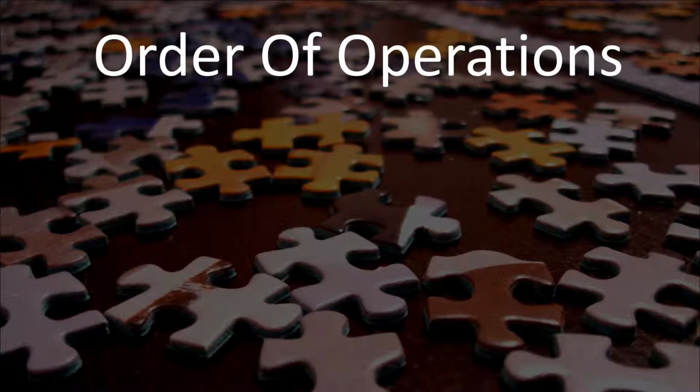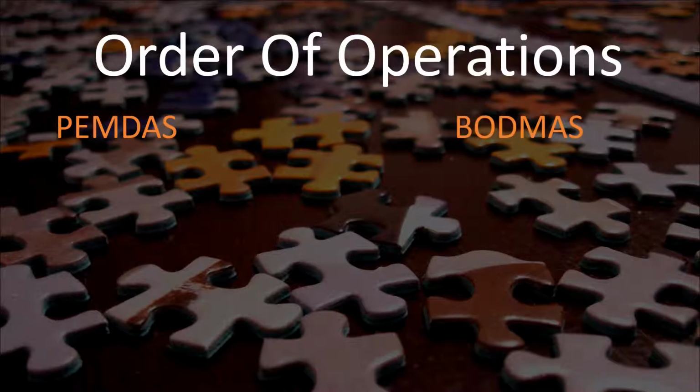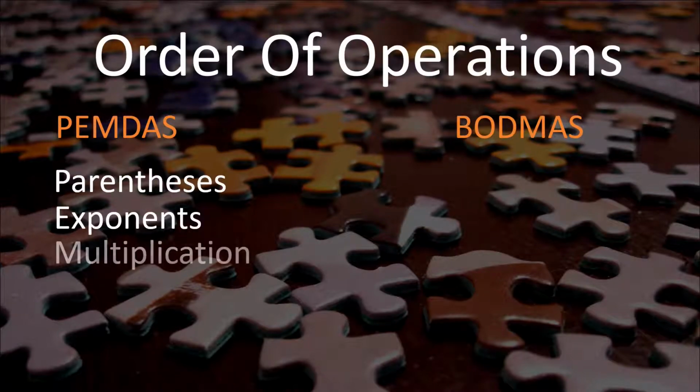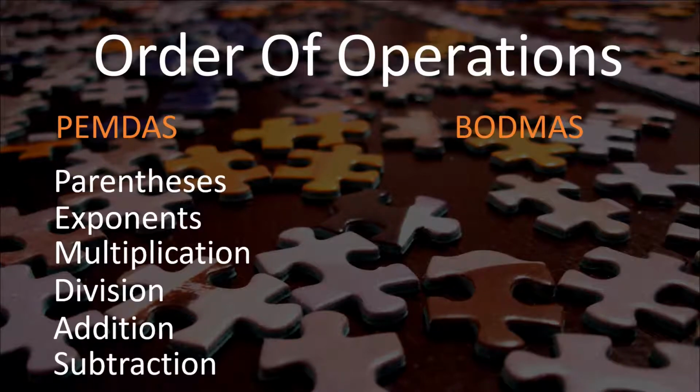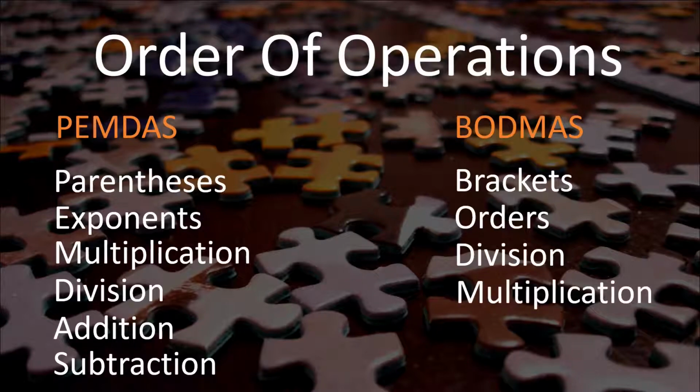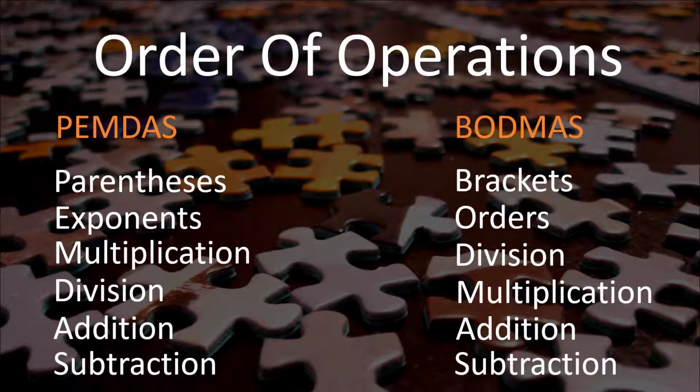So when we're dealing with order of operations, either you're familiar with PEMDAS or BODMAS. Now for PEMDAS, we do what's in the parentheses first, then exponents. Multiplication and division are at the same level, and addition and subtraction are the lowest level, and they're at the same level as each other. Now BODMAS is basically the same thing. B stands for brackets, O for orders, same as exponents, then division and multiplication, which are at the same level. Addition and subtraction are also at the same level as each other, but with less priority than multiplication and division.